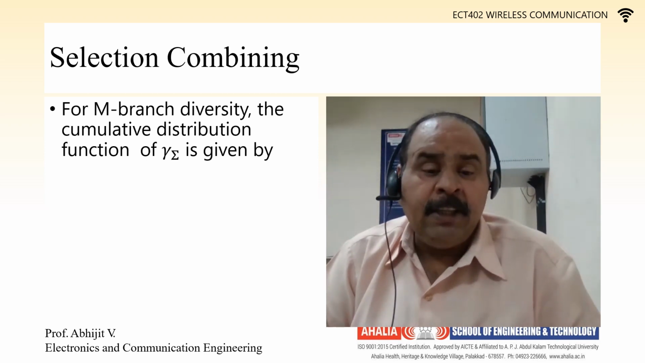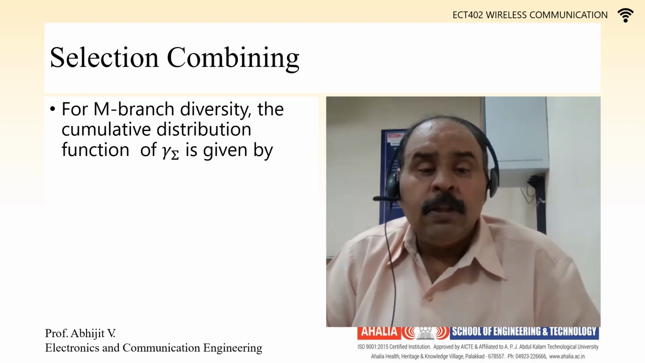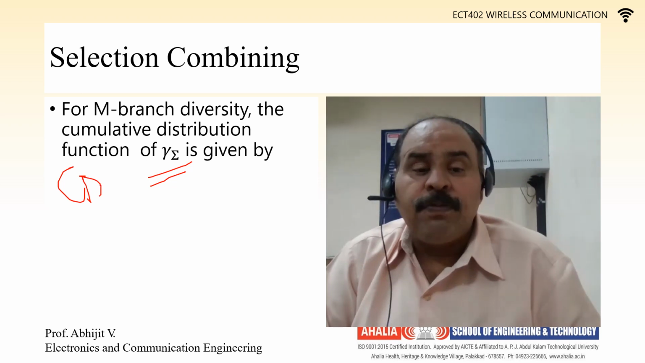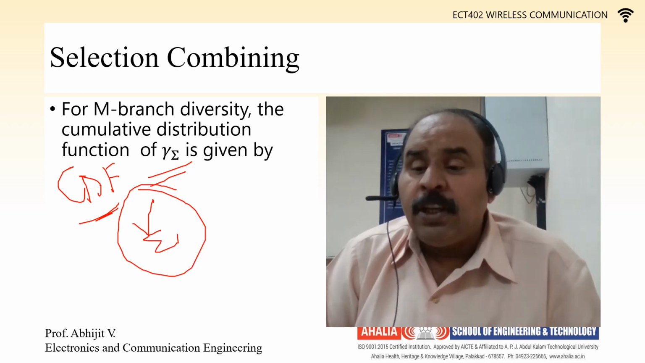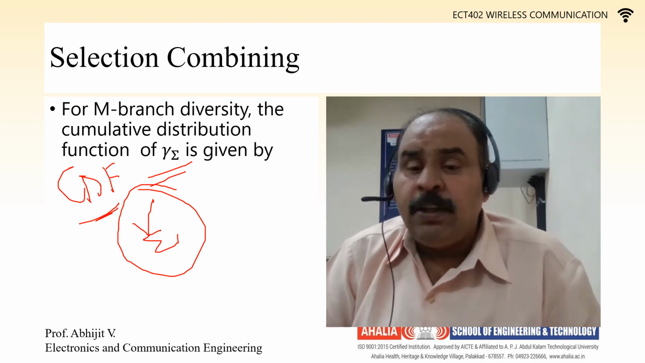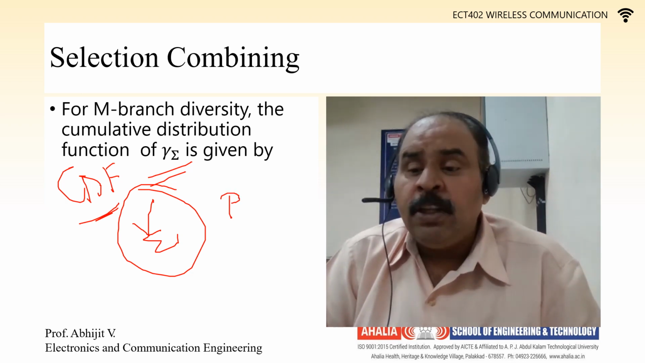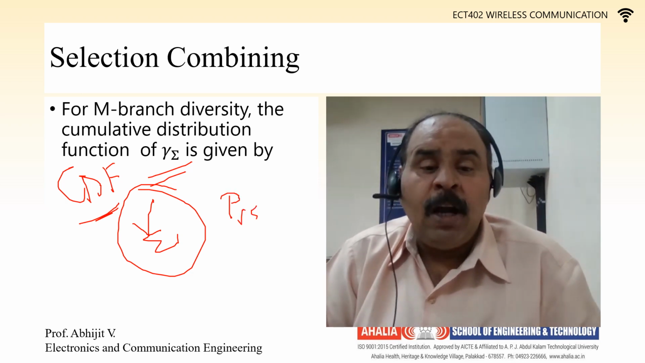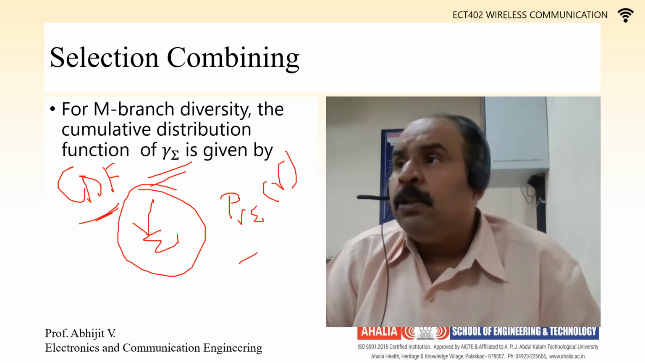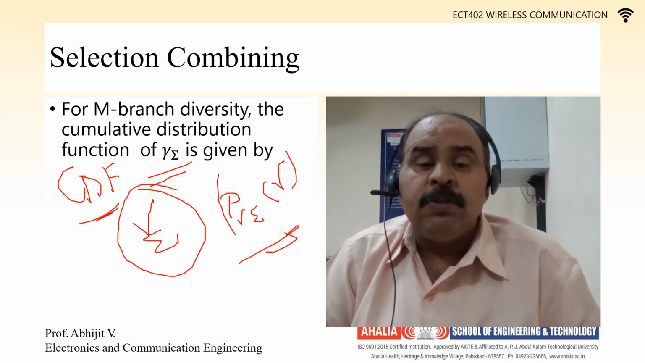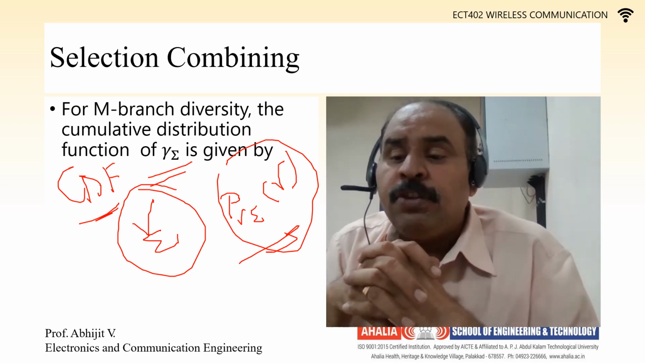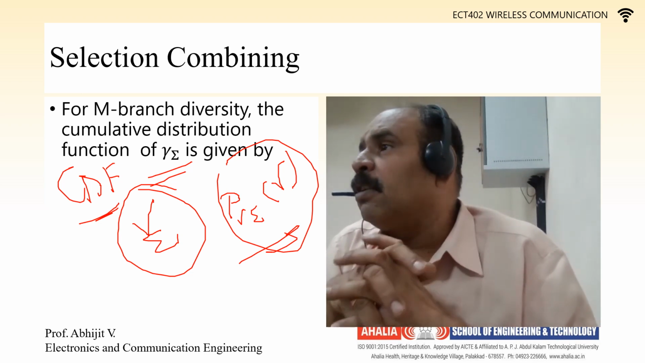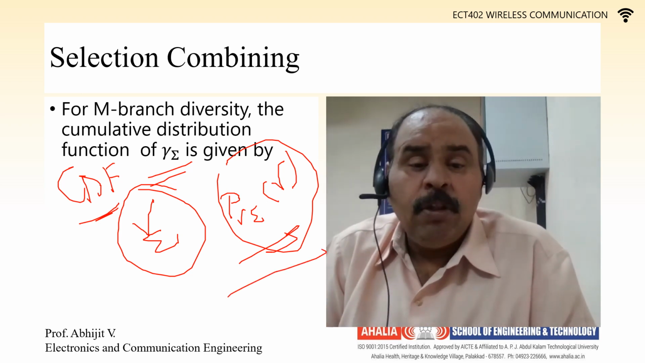Then in that case, the CDF, or the cumulative distribution function, of gamma sigma, that is the sum of the signal to noise ratio of all the received signals, will be given by what is known as P gamma sigma of gamma, right? The probability of the sum of all these values, right? The probability of the signal to noise ratio being higher than gamma, the required value. So what will be that?